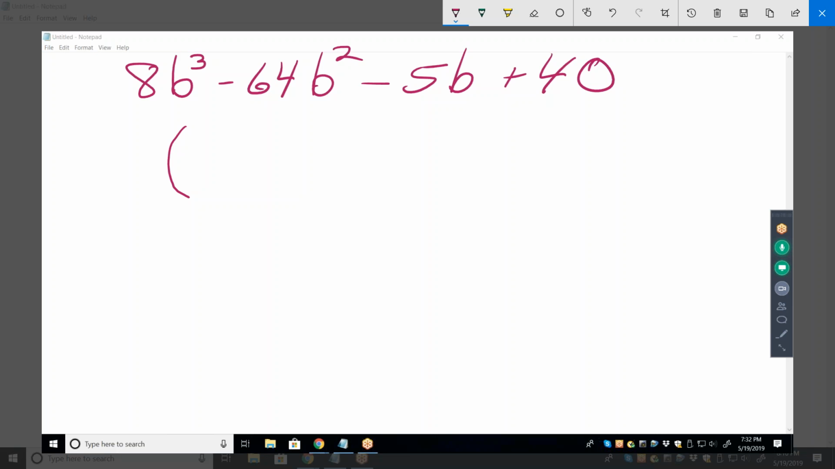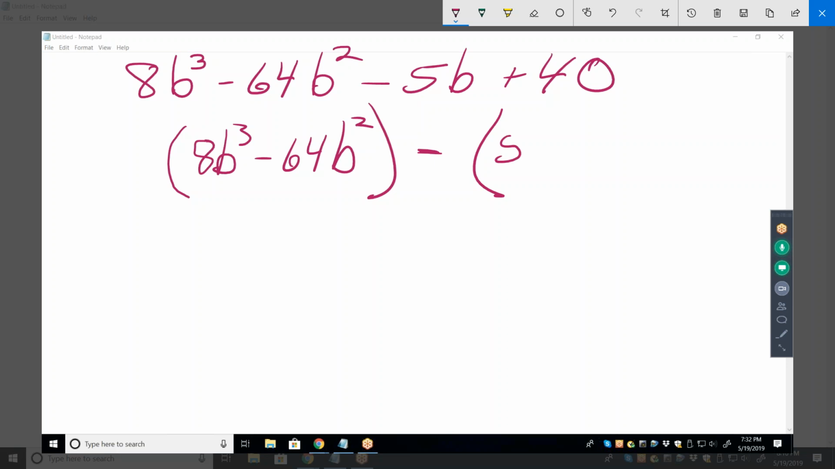Okay. So, it would just be 8b cubed minus 64b squared, and then in parentheses minus parentheses 5b plus 40. No, you can't just add the parentheses when there's a subtraction sign like that. 5b minus 40, right? Okay. And the way to check is to remove the parentheses and see if you get the same thing. In other words, the whole goal is to not change the expression, just to write it differently.